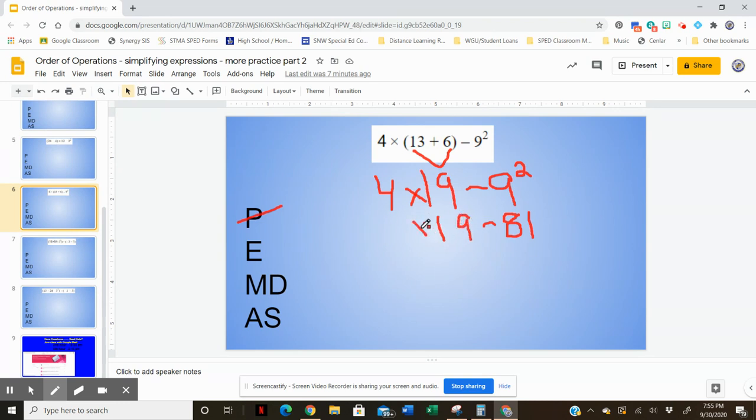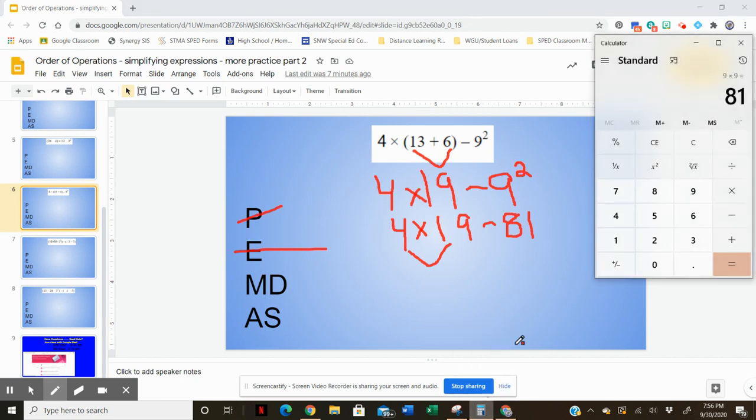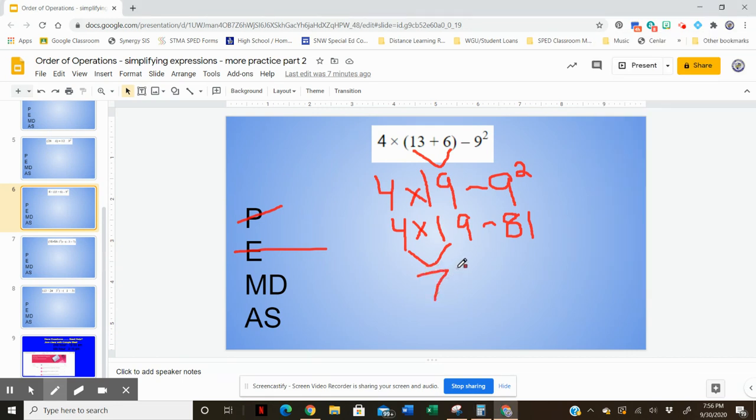I'm multiplying and 4. I have no more exponents left, so I'm going to cross that off. I do have a multiplication problem though. That's my next step. I'm going to take my 4 times 19. I do not know the answer to that off the top of my head. So let's use the calculator. Times 19. That is the same thing as 76 when you solve it. I'm just doing each individual piece at a time, minus, I'm going to bring down the 81. I'm following those steps. No more multiplication and division. I can cross that off.